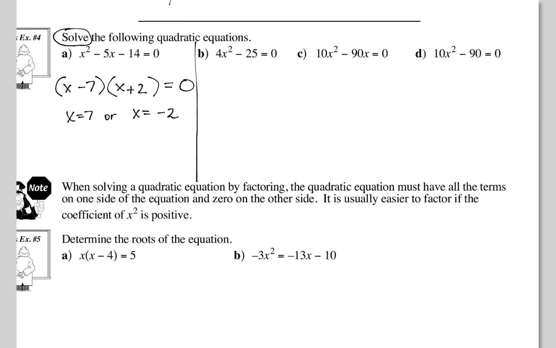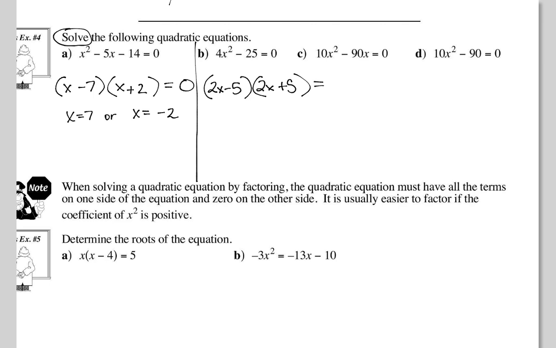For part B, what's jumping out at you with part B here? Please don't just yell out the answer. Perfect squares, yeah, 4 and 25 should really be jumping out at you. What's the other thing that's missing from this? The middle term, good, the one that just has x, right? So there's no middle term. If there's no middle term, look for perfect squares. So how is this going to factor? 2x minus 5 and 2x plus 5.